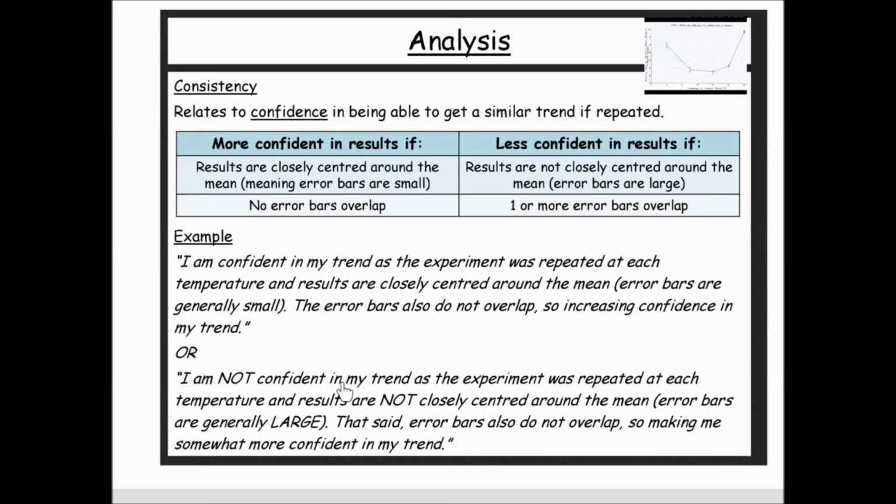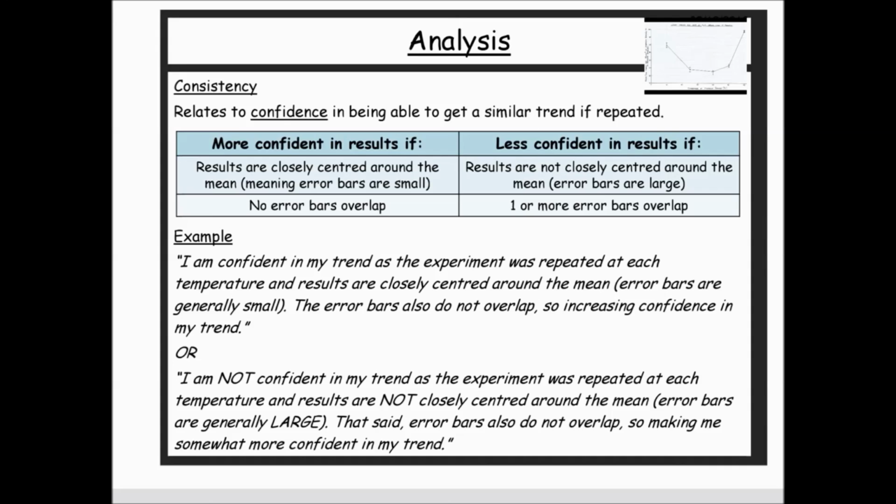So I've said that here. I'm not confident in my trend as the experiment was repeated at each temperature and results are not closely centered around the mean. Error bars are large. That said, error bars do not overlap, so making me somewhat more confident in my trend. So one aspect can reduce your confidence, another aspect can increase your confidence. It's not an either or situation. It's not that you are either confident or not confident. You are somewhere between the two, and you just make reference to each thing indicating the level of confidence or how it affects your confidence.